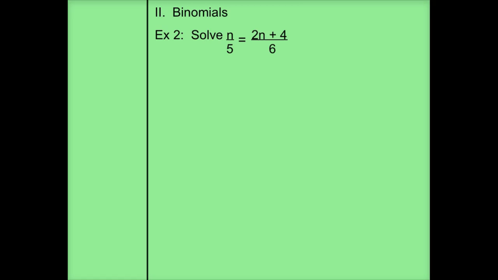Next, we're going to take a look at a proportion that has a binomial. A binomial is when you have addition or subtraction of two terms. So we've got that in the numerator on the right-hand side. We're still going to be using our golden rule to solve. So the first thing I'm going to do is multiply both sides by 6 to isolate the binomial. So on the right-hand side, we simply have our 2n plus 4.